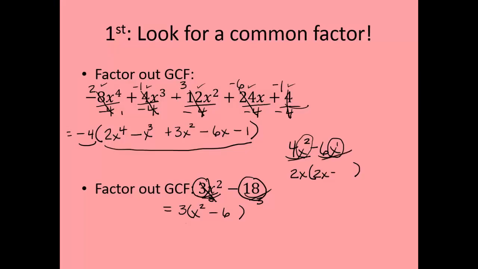And divide this by 2x, and we just have 3 left because the x's would cancel. And so this is the factored form. So the first step with factoring is to always check the polynomial for a greatest common factor and undistribute.